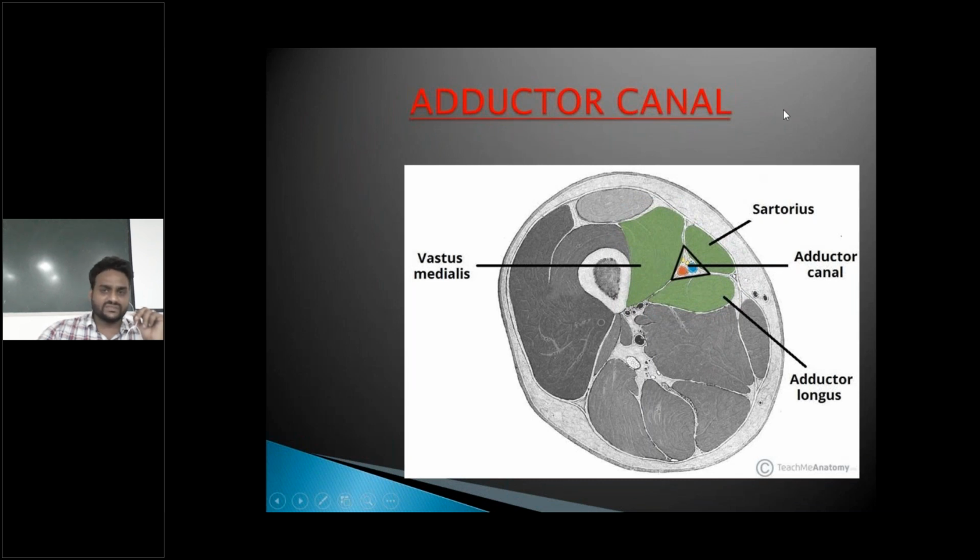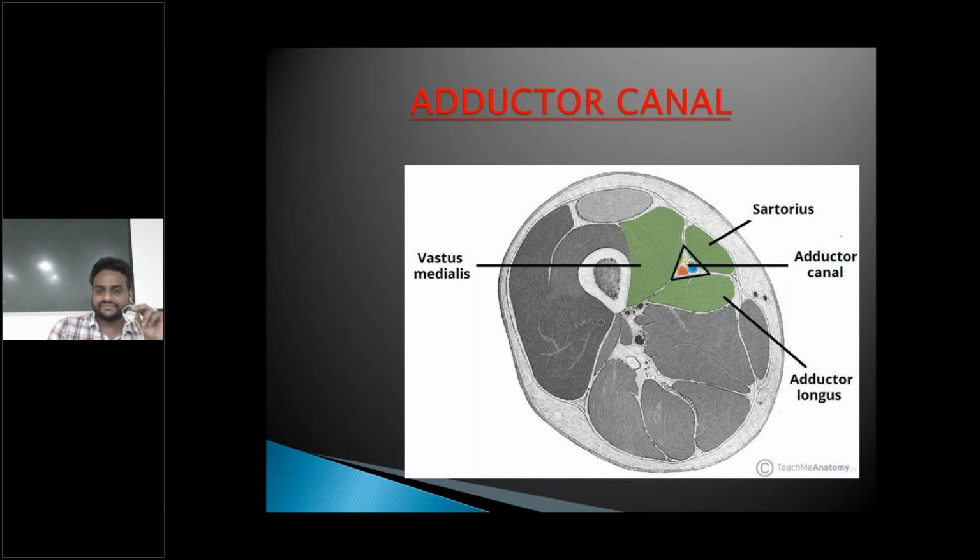Adductor canal. This is a very, very important question, very important on the clinical side, and a 5 marks question, very important from the lower limb. So it is a very simple topic. Adductor canal. Why is it called the adductor canal? First question.